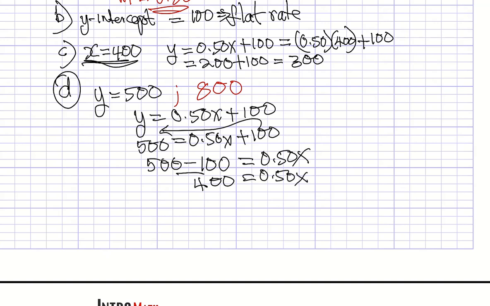And then you divide. 400 divided by 0.50 is equal to x. What is that? I bet you that thing is 800. 400 divided by 0.5, yeah, it's 800. So that's 800, and we're done. We'll confirm it, and we're done with that problem. Okay, let's move on to something else.